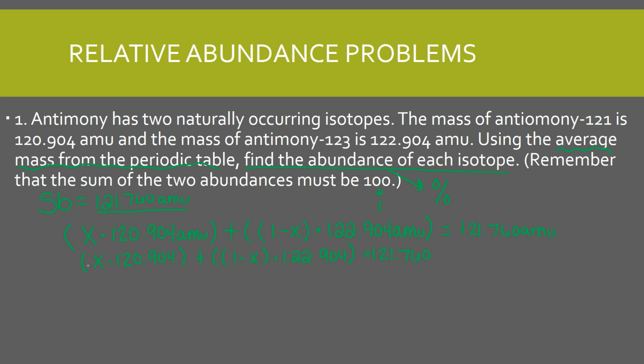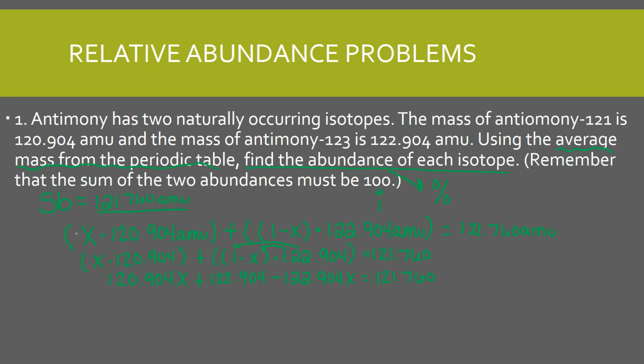Let's take care of this first part. To simplify here, we're going to multiply, so it just turns into 120.904x. Inside these parentheses, we're multiplying, so we need to distribute. We're using our distributive property here. For the first part we get 122.904, and for the second part of the distribution, we get negative 122.904x, which is still equal to our average atomic mass.